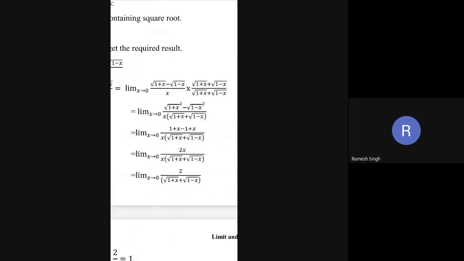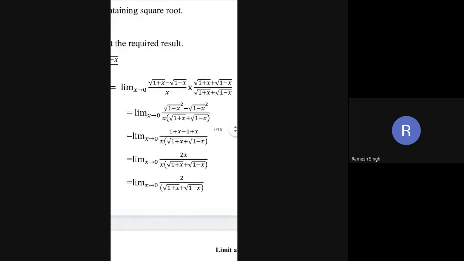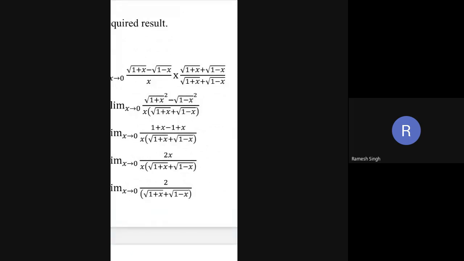So the next step is to rationalize. Rationalize means, here you see, take 1 plus x as a and 1 minus x as b, so we have root of a minus root of b. If a minus b is given in a root, then you multiply and divide with the same terms but with the plus symbol, that is, multiplied by root of 1 plus x plus root of 1 minus x.